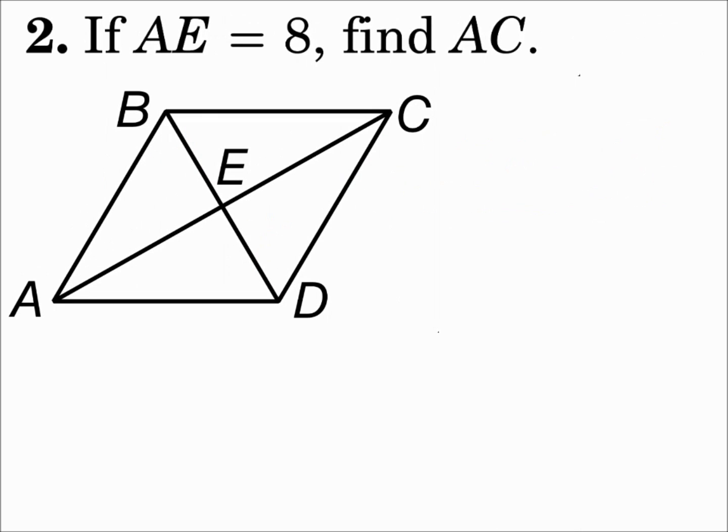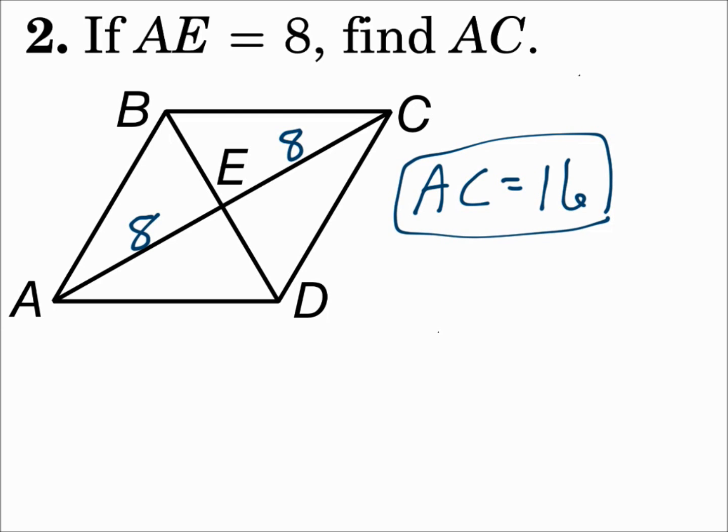Number 2, if the measure of segment AE is 8, find the measure of segment AC. Well, in a rhombus, the diagonals bisect each other. We're dealing with a half of a diagonal here, which means the other half is also 8. Put those two together and you get the length of segment AC, which is 16. In a rhombus, the diagonals bisect each other.